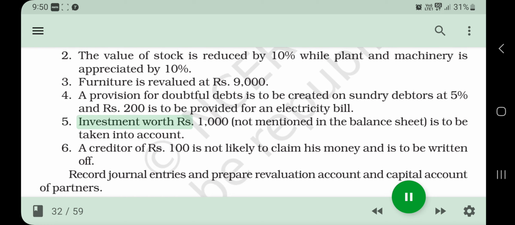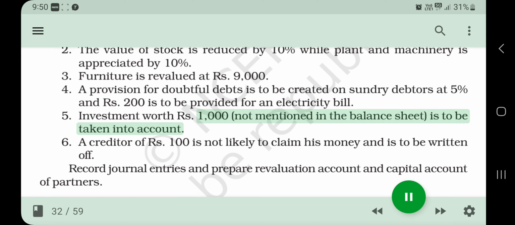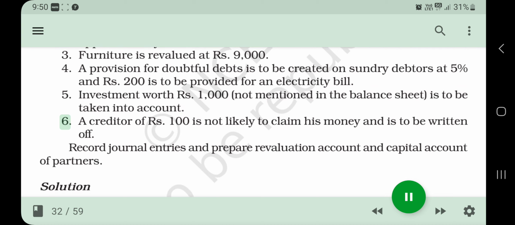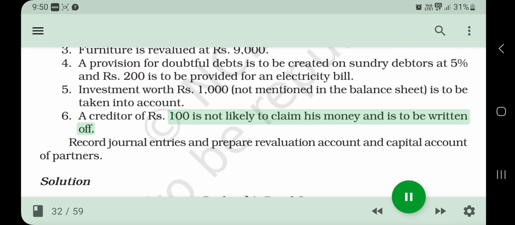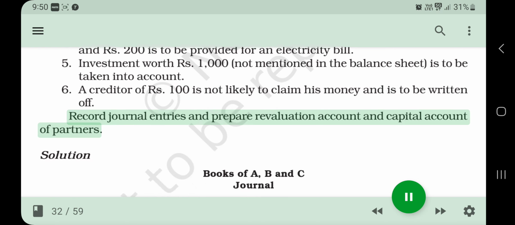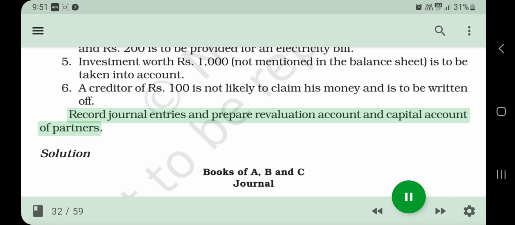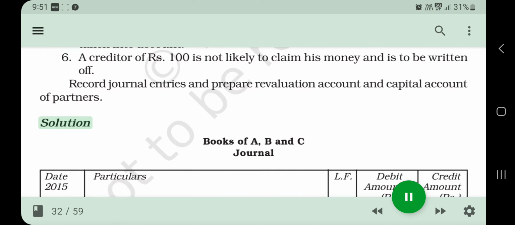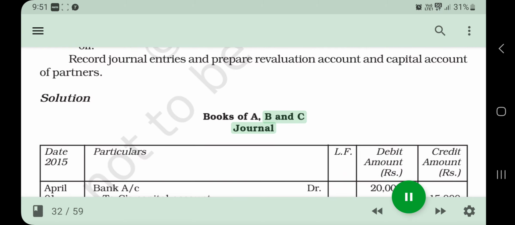5. Investment worth Rs. 1,000, not mentioned in the balance sheet, is to be taken into account. 6. A creditor of Rs. 100 is not likely to claim his money and is to be written off. Record journal entries and prepare revaluation account and capital accounts of partners. Solution. Books of A, B and C. Journal.